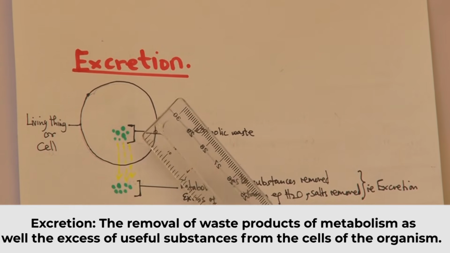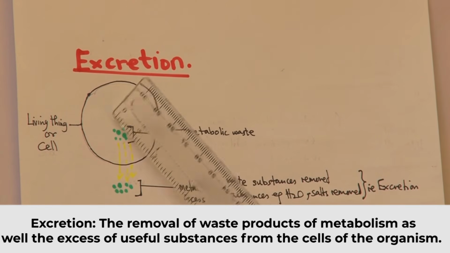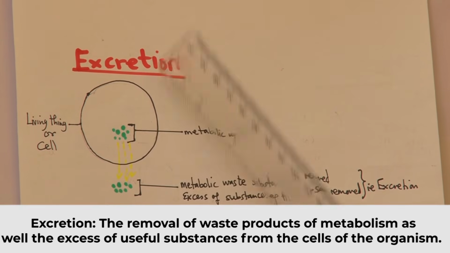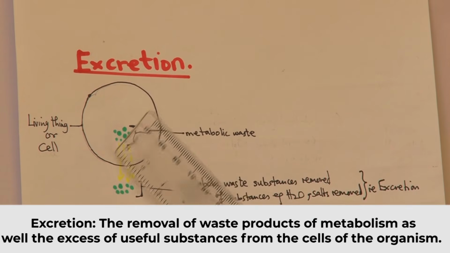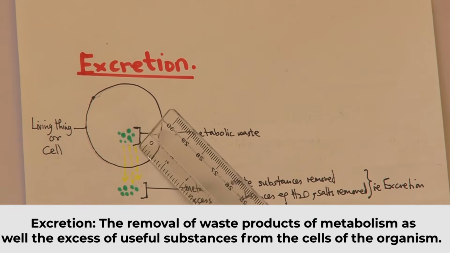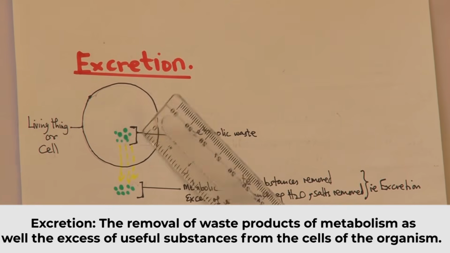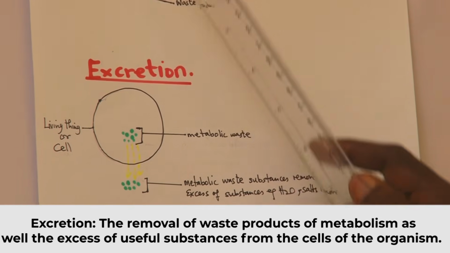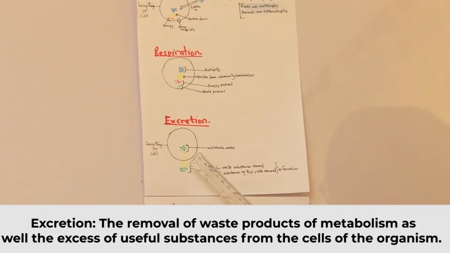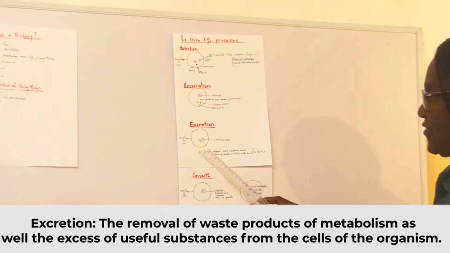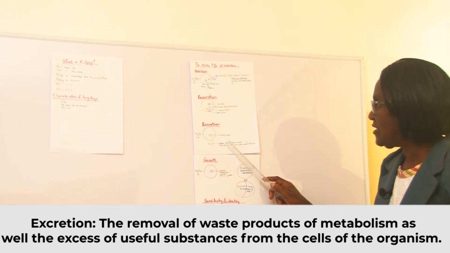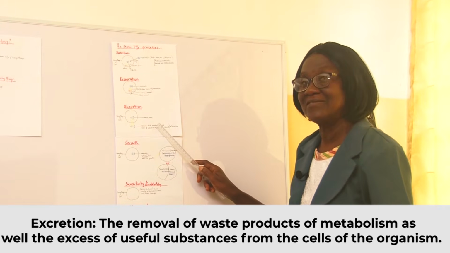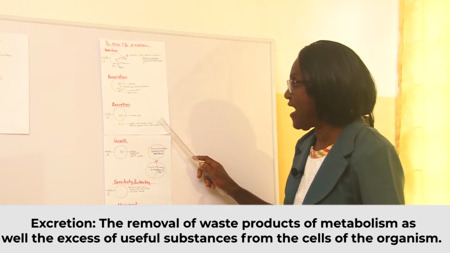Excretion, you see, is the removal of the metabolic waste. You see that nutrition, respiration produces waste products, all right? As the substances are broken down, waste is produced. And the waste that is produced, you see, is this green thing, which is removed. So simply, excretion is metabolic waste substances removed. And metabolic waste substances can include urea, etc.